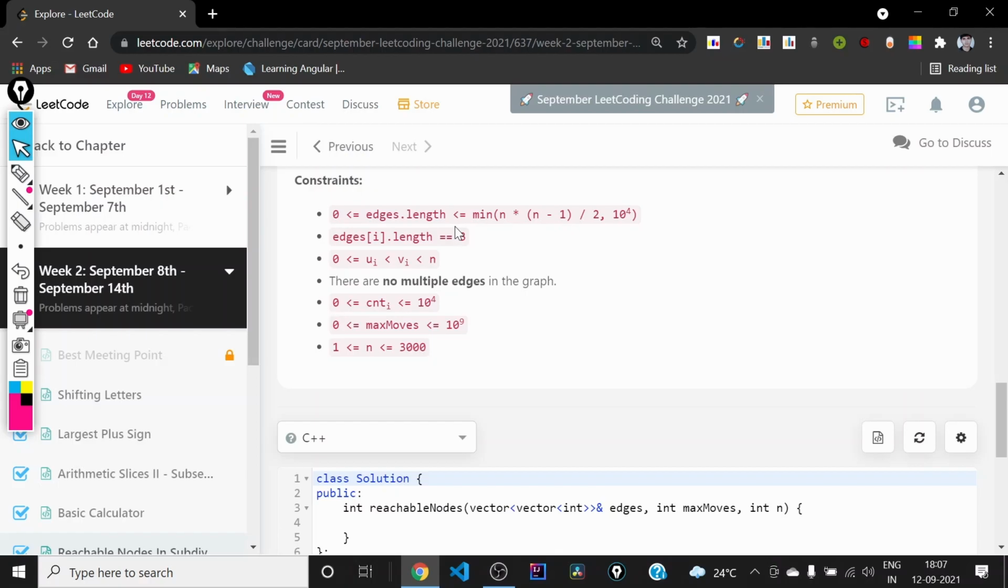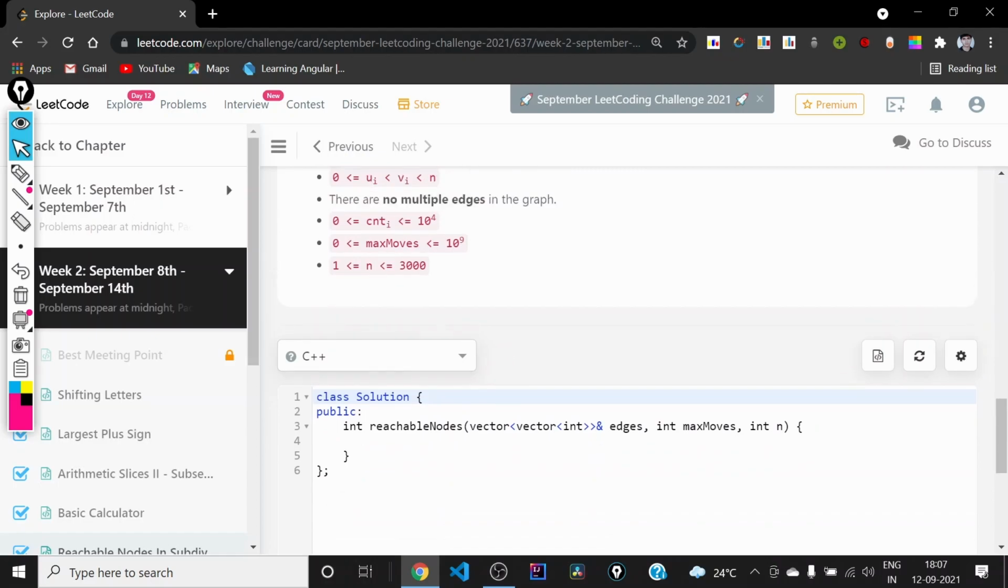So the first two are symbolizing the nodes, and the third one is symbolizing the number of nodes that are to be inserted between these two nodes. The nodes follow zero-based indexing, so they will have values from 0 to n-1, and there are no multiple edges. This count is less than or equal to 10 to the power 4, and max moves is less than or equal to 10 to the power 9, and the number of nodes is less than or equal to 3000.